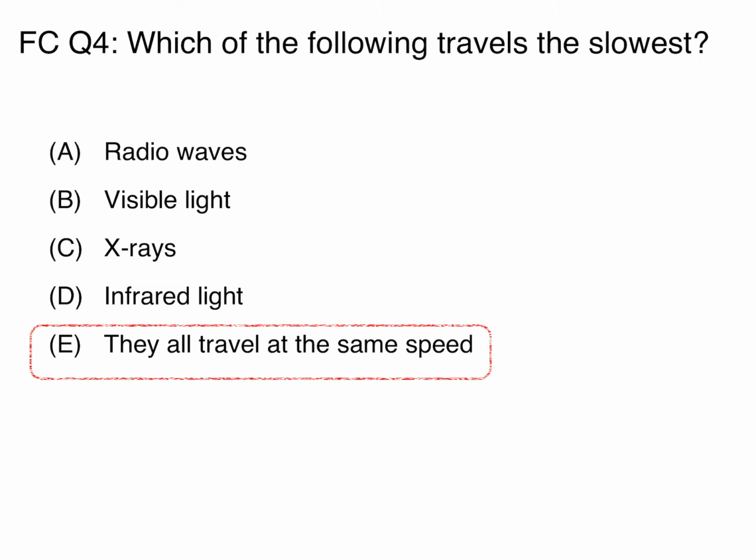Okay, here you go. E is the correct answer. Why? They all travel at the same speed, because radio waves, visible light, X-rays and infrared light are electromagnetic waves, and electromagnetic radiations travel in vacuum at the same speed, 3 times 10 to the power 8 meter per second. So, E is the correct answer.